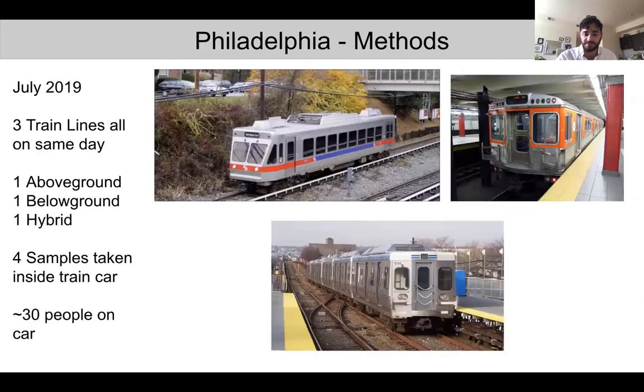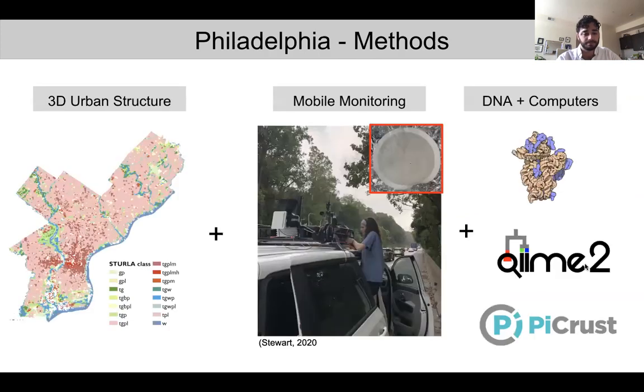We also collected on 3 subway lines, all on the same day. So we did this 4 times. We would get on these 3 different lines, and we would take samples inside the train car. It should be noted that 1 line is fully above ground, 1 is below ground, and 1 is a hybrid that goes above and below ground in Philadelphia, run on the SEPTA system. And we counted an average of around 30 people on a car at any given time.